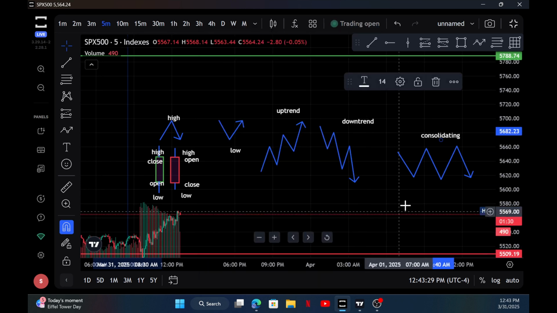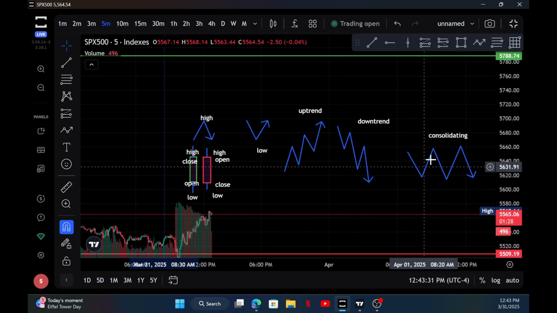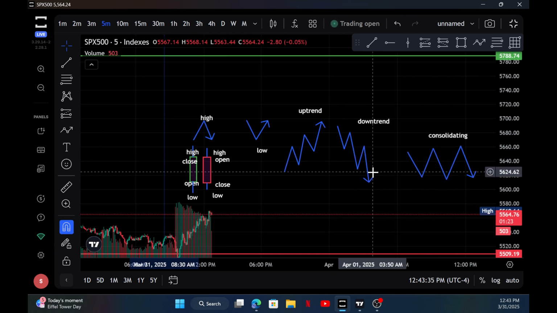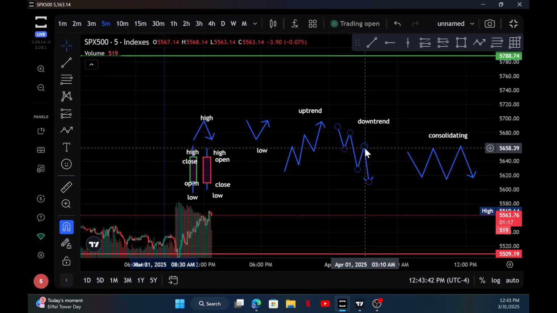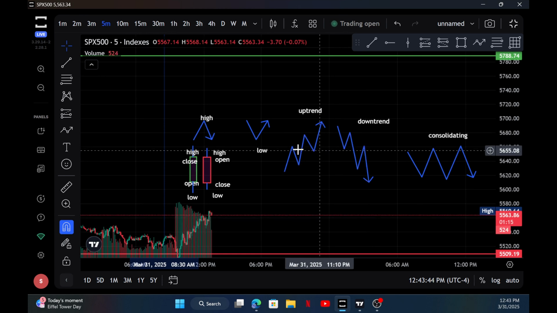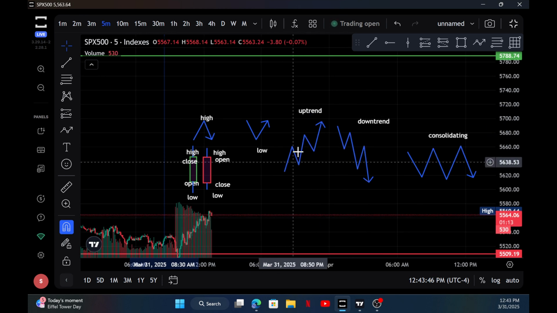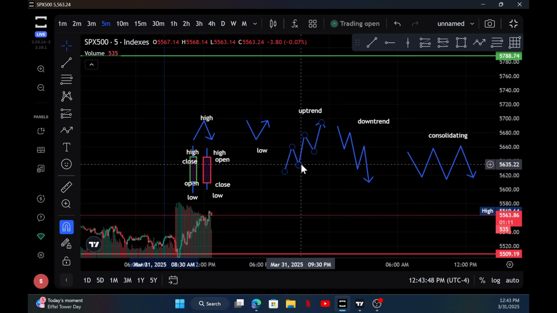We'll just put consolidating. So when it is consolidating, I'm not looking for any trades. When it's in a downtrend, obviously you don't want to trade against the trend on these moves. On these move ups, you want to be looking for the best entry down. Same with an uptrend. Anytime you're looking at these moves down, you want to be looking for the best entry to the upside.